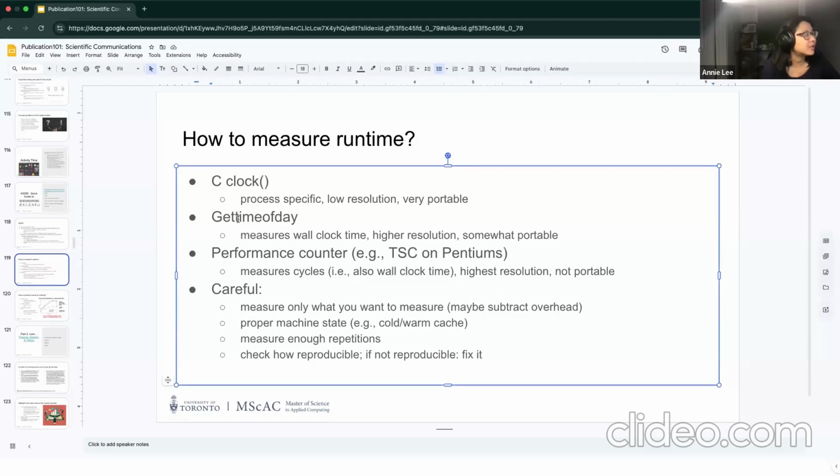So how do you measure runtime? You can use clock, you can use gettimeofday, you can use a performance counter. Just make sure you get the time on the clock and then measure the difference. You have to check whether you have a warm cache or a cold cache, because sometimes your cache will empty and that takes time. Measure repetitions, and then make sure it's reproducible.